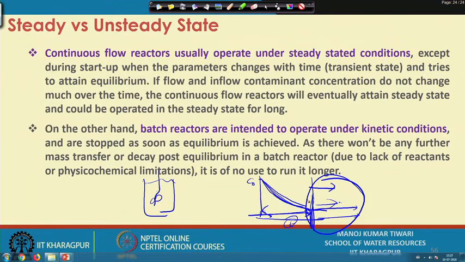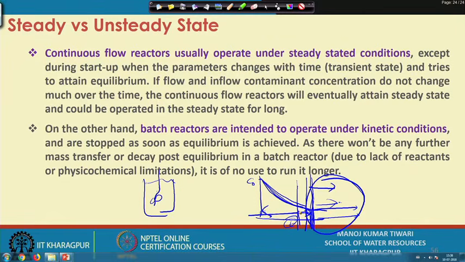So, since running beyond this point is not of any advantage for a batch system, what we want is the batch systems to run till they attain equilibrium. At max it attains equilibrium, and post that we do not want to run the system. At times we can even discard earlier, till the changes are significant.